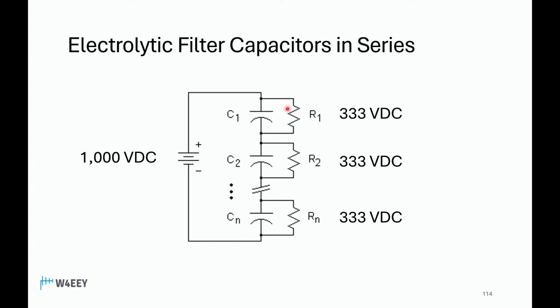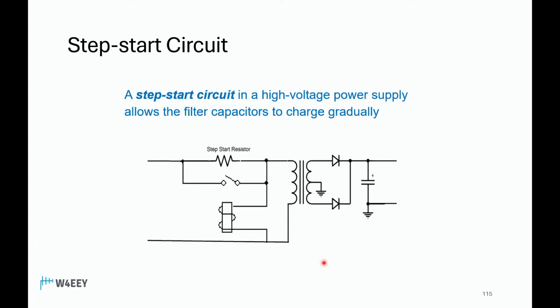And then you can see that you've got a constant load here. When you turn off the supply, these resistors would discharge the capacitors and provide a small load if nothing was going on. And then the step-start circuit we mentioned allows filter capacitors to charge gradually.